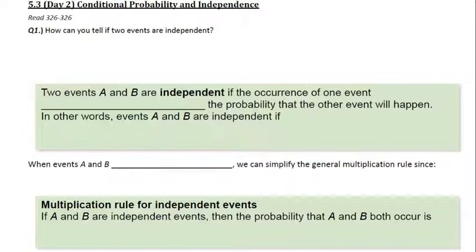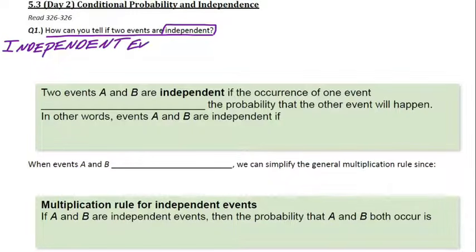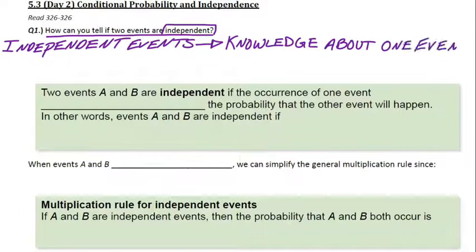5.3, Day 2, Conditional Probability and Independence. Question 1 asks, how can you tell if two events are independent? In general, for independent events, knowledge about one of the events happening gives no further information about the other event happening.